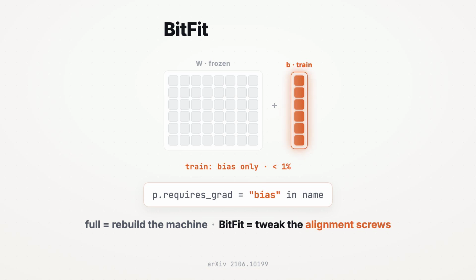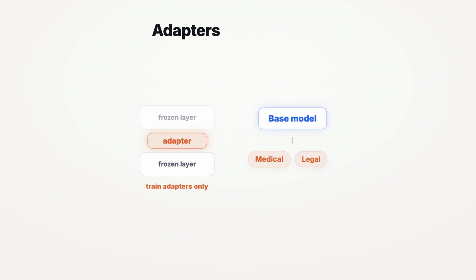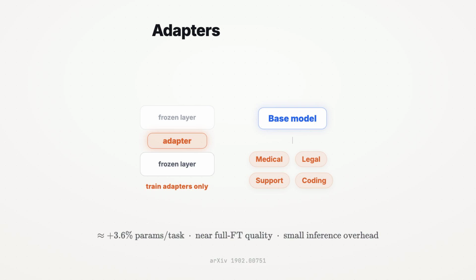Cheap but limited capacity. Adapters insert small new blocks between the frozen layers and train only those. One base model, many specializations. A medical adapter, a legal one, a support one, swapped in as needed. The classic study reached near full fine-tuning quality, adding about 3.5% parameters per task.